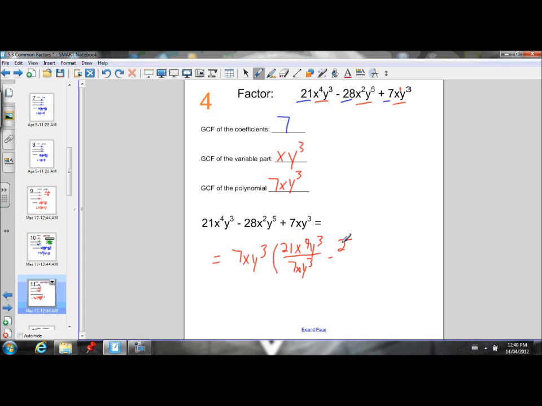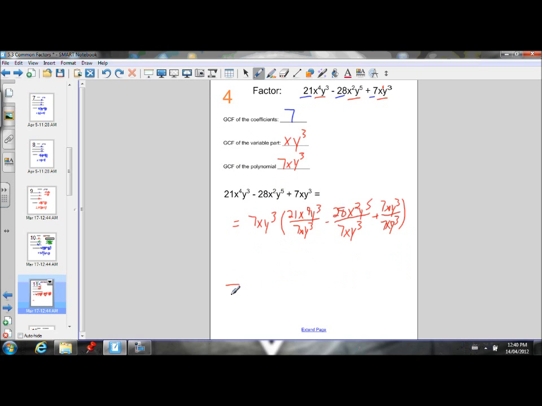The negative 28x squared y to the 5. Divide that by the 7xy cubed, and 7xy cubed divided by 7xy cubed. Okay. I know I'm going to be able to simplify this because I know the common factor goes evenly into all of these terms. So I have 7xy cubed.